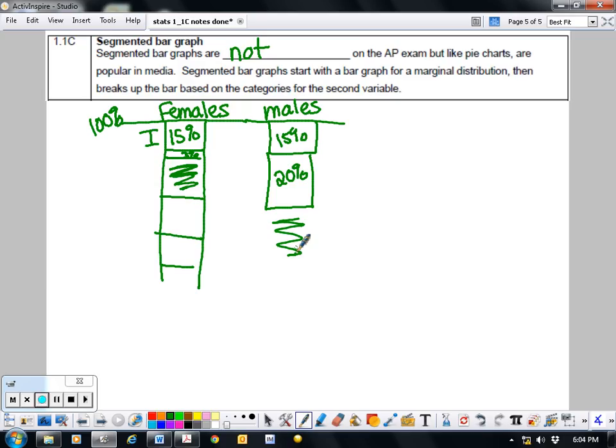Okay, so we're done with categorical data, and we're going to spend the rest of our chapter on quantitative data, because there's so much to it. There are so many options.